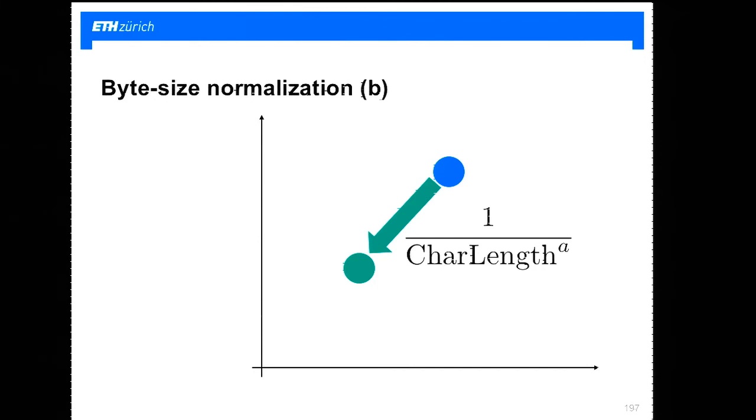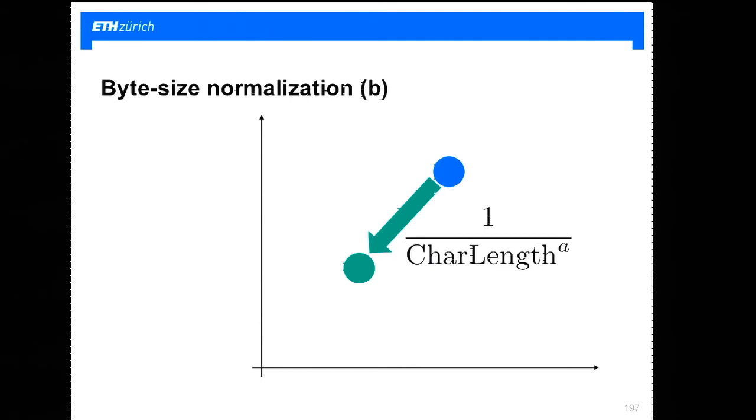The third one is a different way of normalizing. Instead of normalizing by the Euclidean length of the TF-IDFs, you just normalize by the char length, the number of chars in the documents, to some exponent with some choice of a. Maybe it's easier to compute than normalizing over the Euclidean norm of the TF-IDFs. So that's a third way.